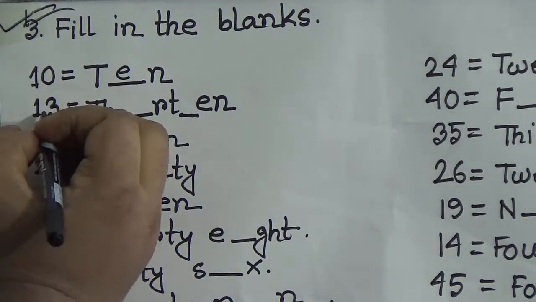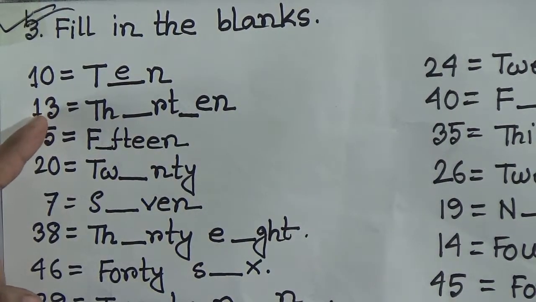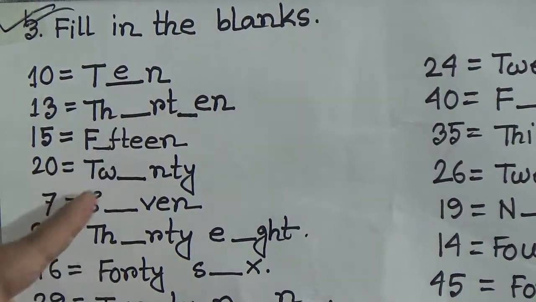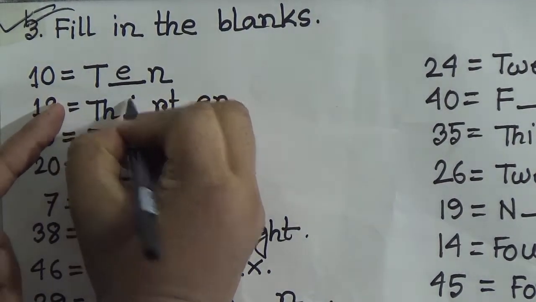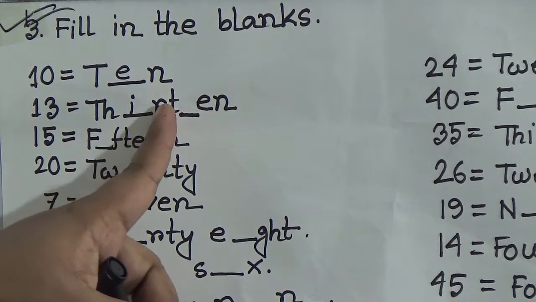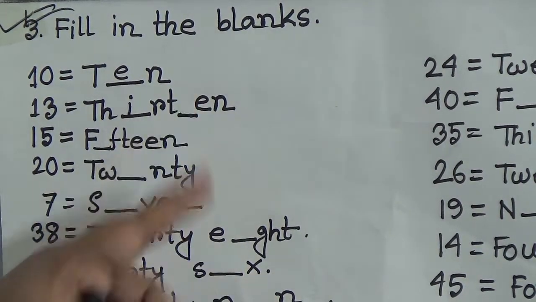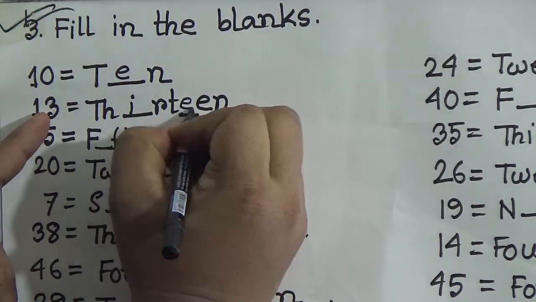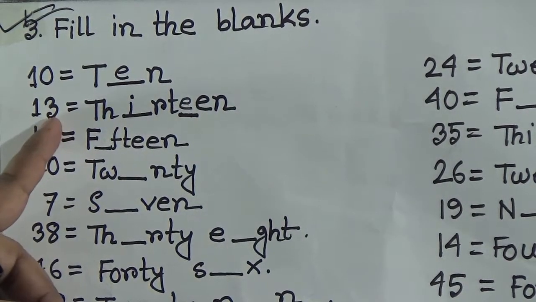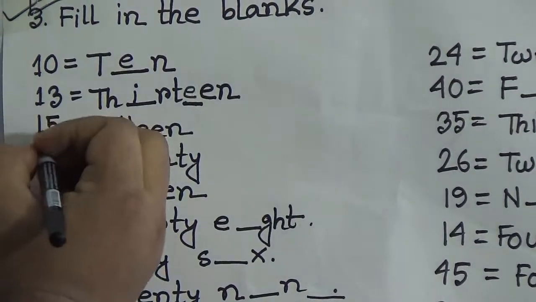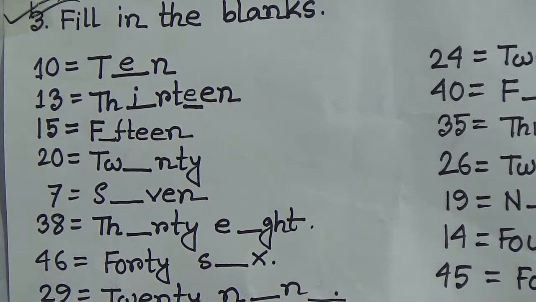Our next one is 13. So what is the spelling of 13? T-H-I-R, but here I is absent. So here we write I. 13, T-E-E-N, but there is only one E, and one E is left. So we write here E. So 13 is T-H-I-R-T-E-E-N. And next one is 15. What is the spelling of 15?